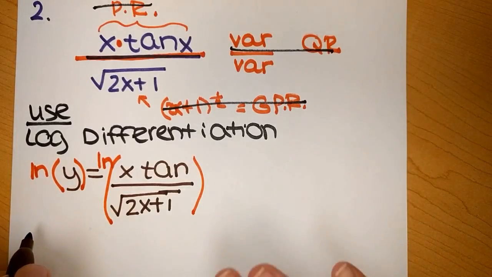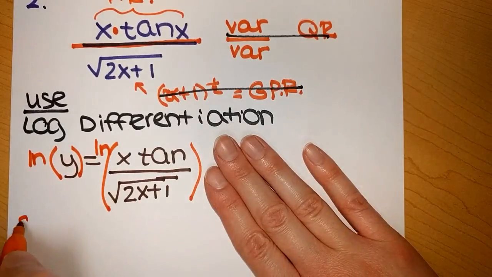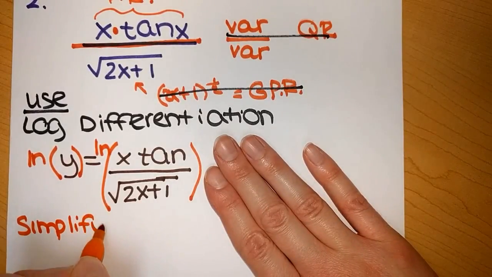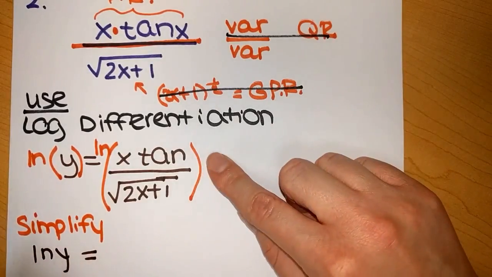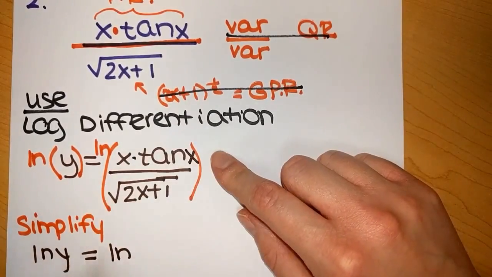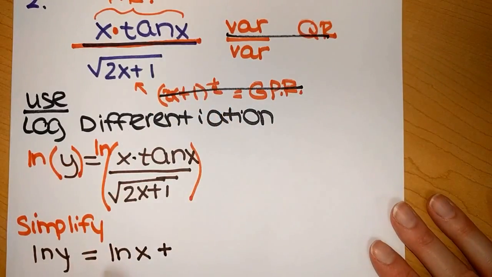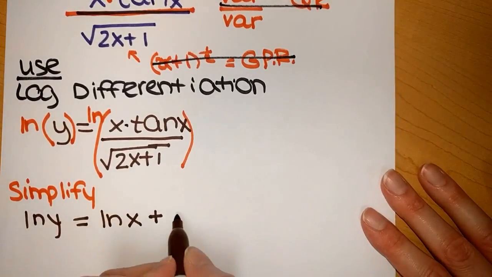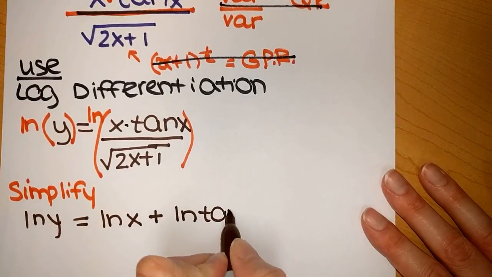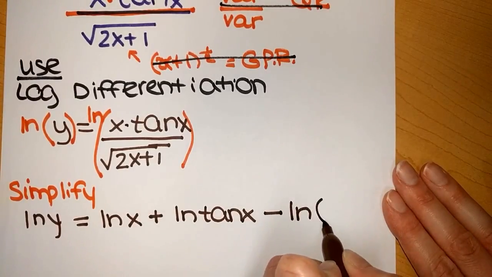So at that point, what I want to do is simplify. I take the log, and then I'm going to simplify the right-hand side. So I'll have the natural log of y, and on the right-hand side, I have x times tangent x, so that becomes an addition of two logarithms. In the numerator here, I have multiplication, so that becomes addition of natural log of x plus natural log of tangent x. So that's my numerator minus the natural log of my denominator.